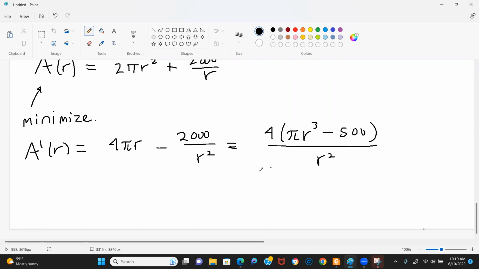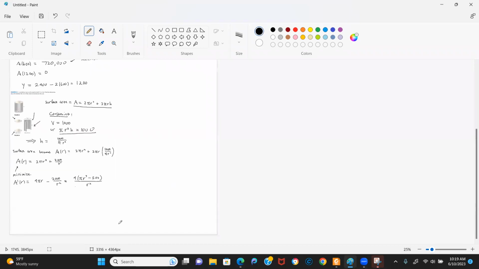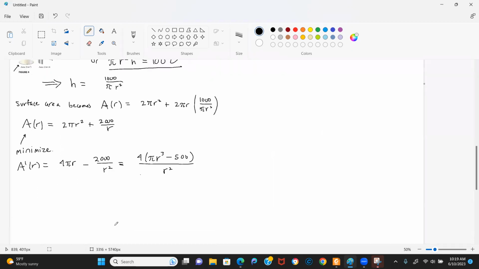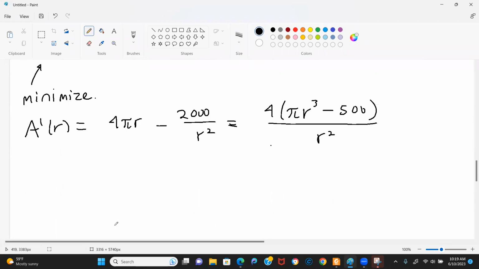So we need to find the critical points now. So that is points where the derivative is 0 or not defined. So no, it's not defined at r equal to 0, but r being equal to 0 doesn't physically make sense, right? So r being 0 is not in the domain of the function. So we can say r equals 0 is not in the domain of the function A of r.